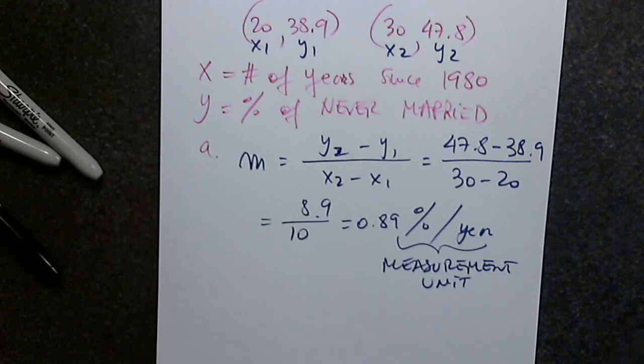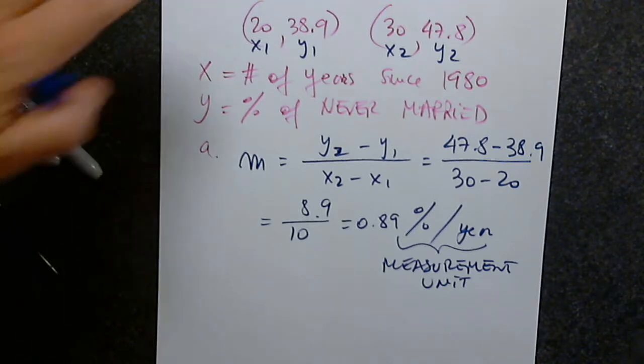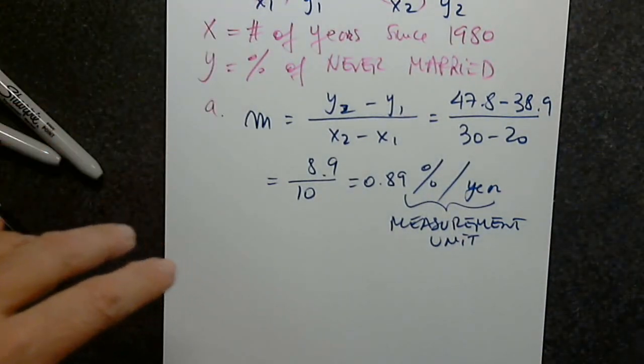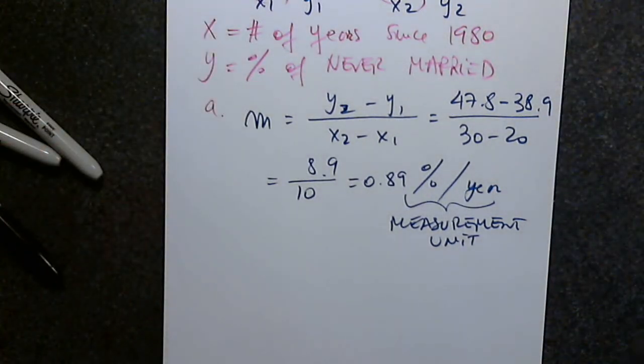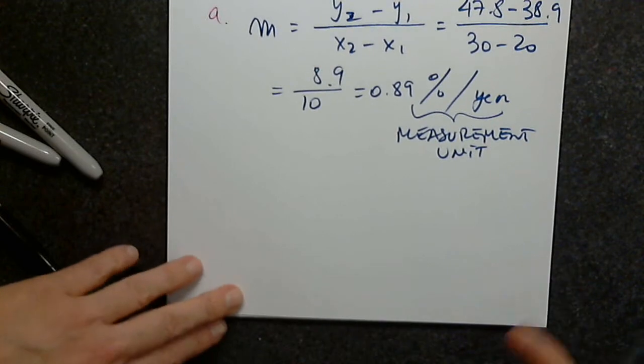So let's interpret this because this is very important. Not just a number. What does it mean? It appears that for this age group, every year, the percentage of unmarried women is increasing by 0.89%. That's the interpretation. Okay. We determined the slope, but we haven't finished. We haven't created the function yet, the equation.